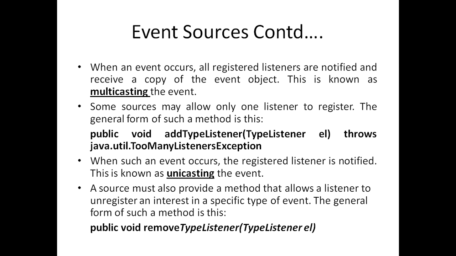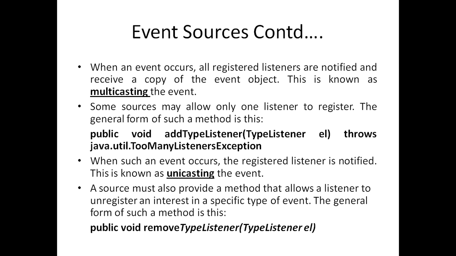Some sources may allow only one listener to register, and if you want to go for only one listener to register, then it has a general form like this: public void add type listener throws too many listeners exception. So when such an event occurs, the registered listener is notified. This is known as unicasting the event. It means informing about the event either to multiple listeners or to a single listener. If you are informing a single listener, that process we call unicasting, and if it is notified to multiple listeners, then it is called multicasting.